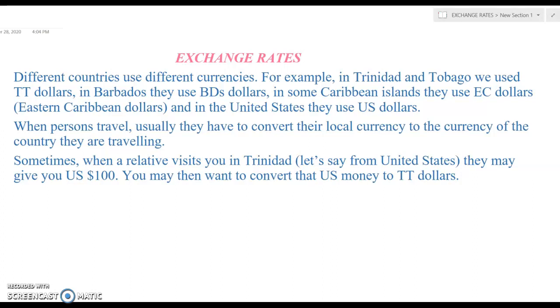So when persons travel, they usually have to convert their local currency to the currency of the country they are traveling to. For example, if you are going to travel from Trinidad to the United States, you have to change your TT dollars to US dollars. And also in the reverse, sometimes a relative comes to visit you in Trinidad, let's say from the United States, and they give you $100. Now you may want to change that 100 US dollars to TT dollars. So we're going to get some questions with these exchange rates and conversion rates.